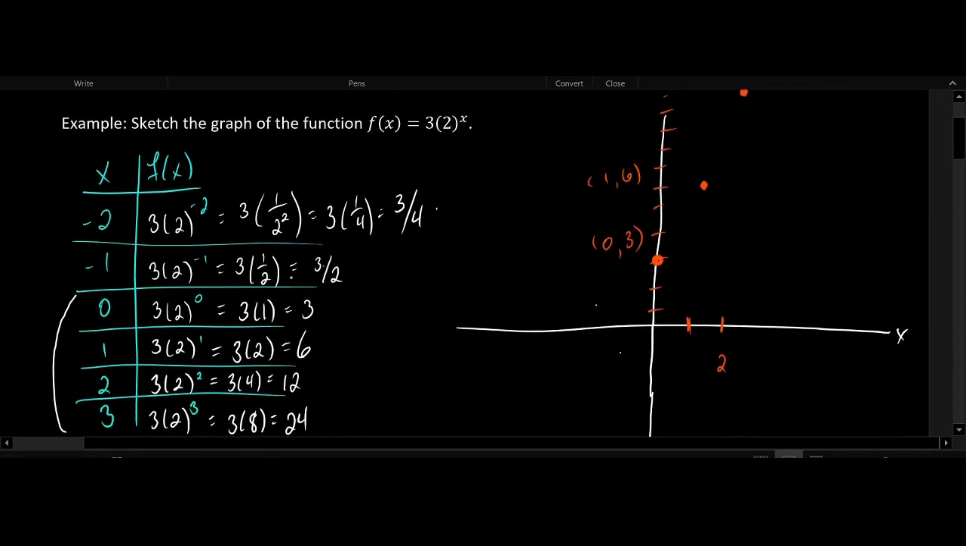Okay. So now we have the point where x is equal to -1 and y is equal to 3 over 2. So 3 over 2 is about 1.5. So I will graph a point at x equals -1 and y equals 1.5.